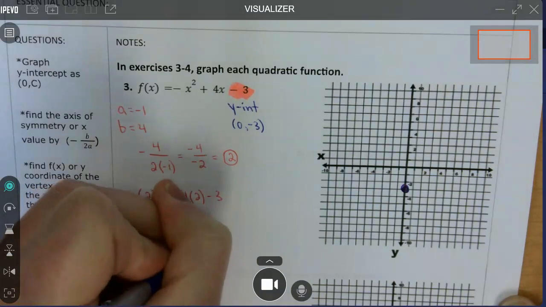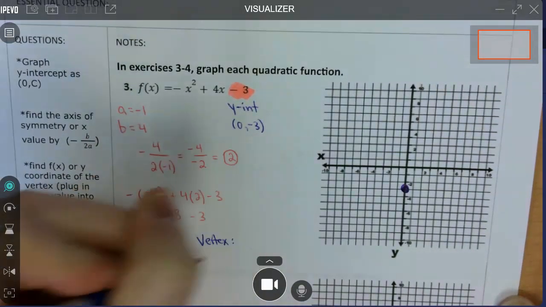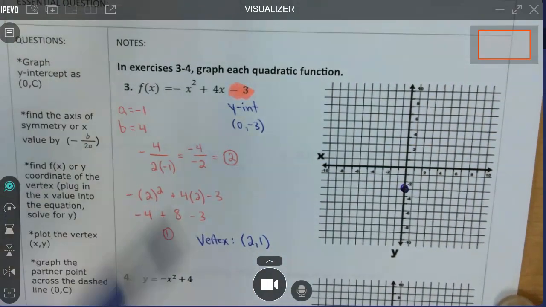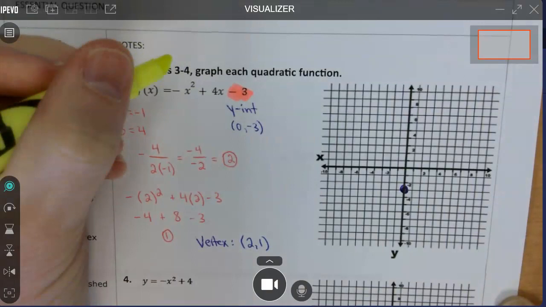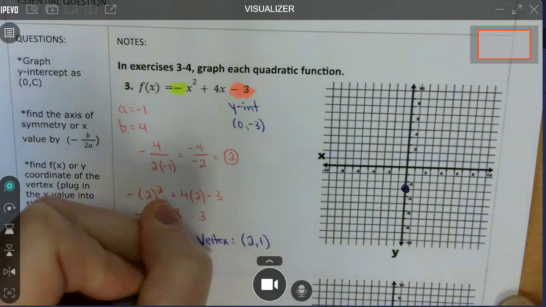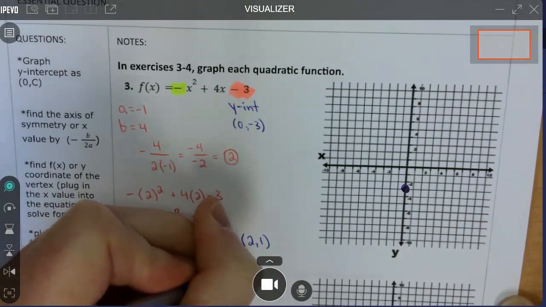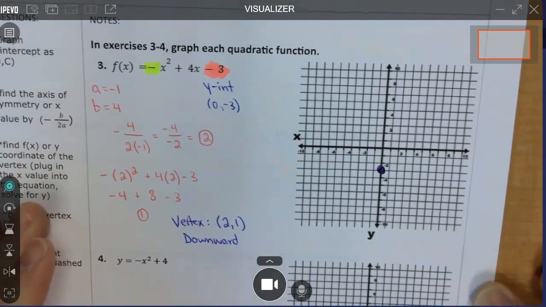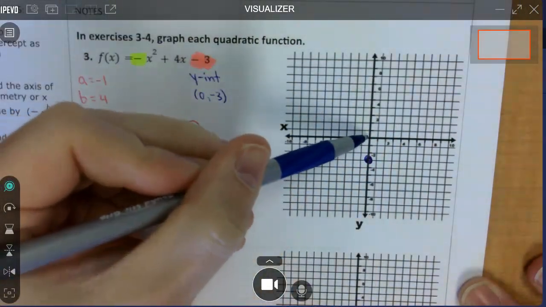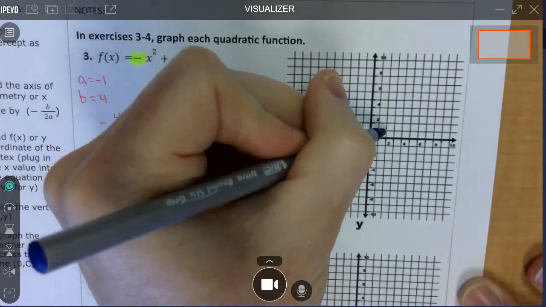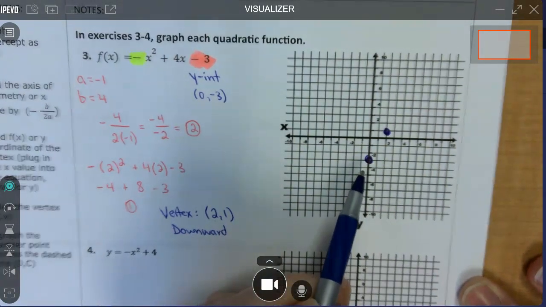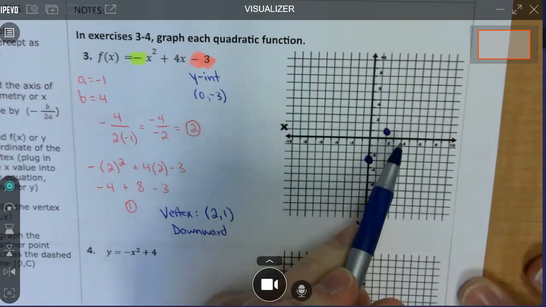So my vertex is at the point 2, 1. Now we already knew that because my original a value was negative, this is a downward opening parabola. So as I plot this point at 2, 1, I go right 2, up 1, okay, that's my vertex. So I know I have to come up through the y-intercept, through the vertex, and down the other way.